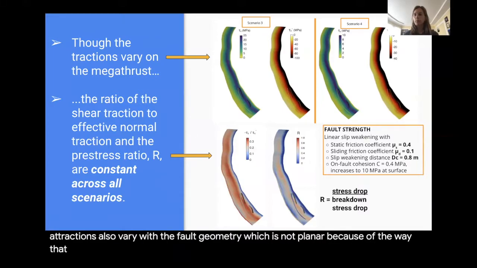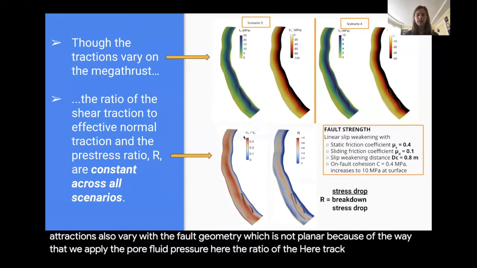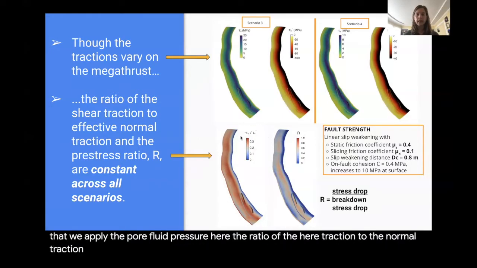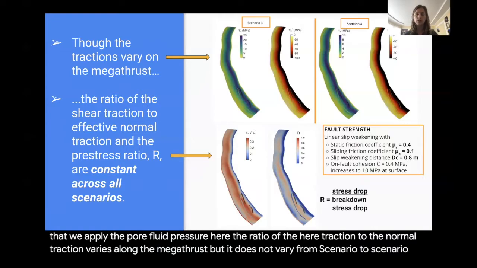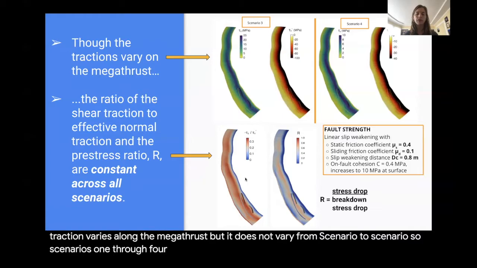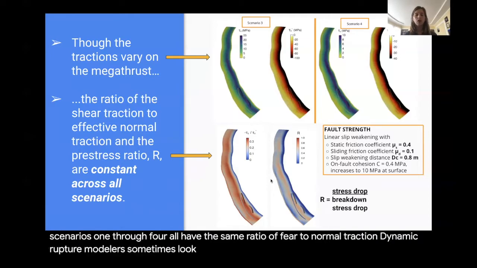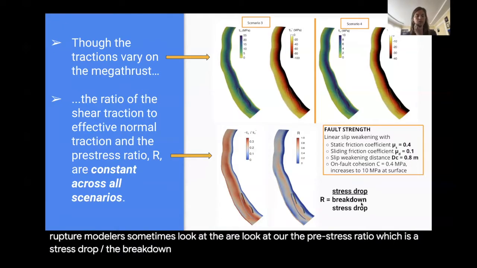Because of the way that we apply the pore fluid pressure here, the ratio of the shear traction to the normal traction varies along the megathrust, but it does not vary from scenario to scenario. So scenarios 1 through 4 all have this same ratio of shear to normal traction. Dynamic rupture modelers sometimes look at R, the pre-stress ratio, which is the stress drop divided by the breakdown stress drop. That's what's shown here. And again, this does not vary from scenario to scenario.